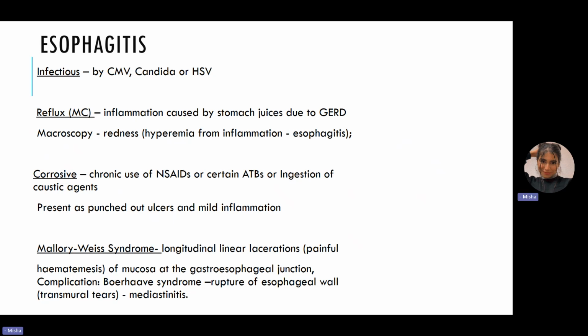Next, we can talk about reflux. Reflux is most common. Okay, patients will come to you complaining about heartburn, thinking it's a heart attack, and you understand where I'm leading with this, right? So inflammation is caused by stomach juices due to gastroesophageal reflux disease, for example, right? Reflux normally occurs due to this. They have a very low tone of the lower esophageal sphincter, which basically leads to it.